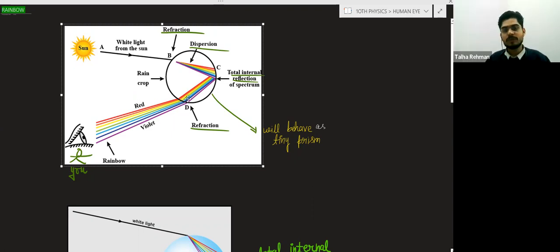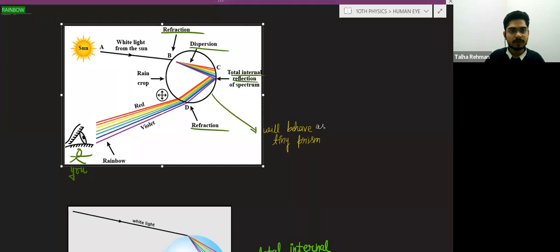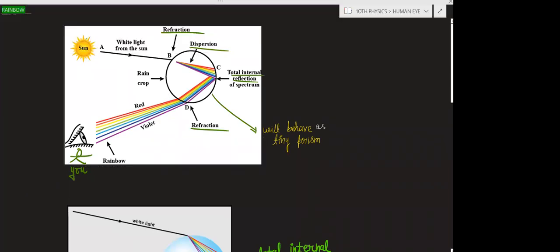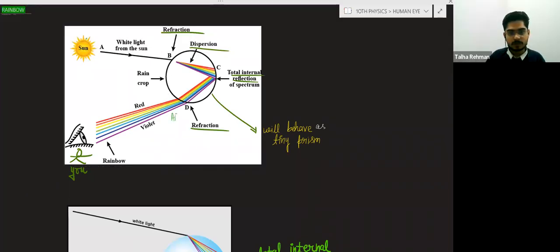No, no. Here at point D, this is the water droplet. So light is coming from the water droplet to the air. Outside there will be air, right? So basically, the light is traveling from the denser medium to the rarer medium. Water is denser compared to air. So light is traveling from denser to rarer. That is why refraction is taking place at this point.